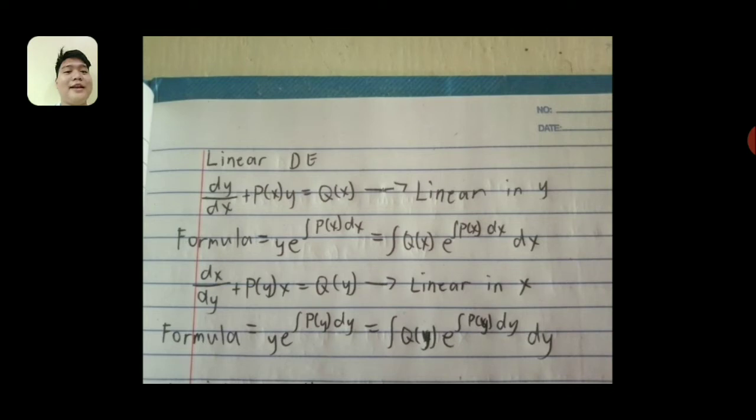In linear in x, the standard form is dx over dy plus p of y times x equals q of y. The formula of linear in x is x times e raised to the integral of p of y dy equals the integral of q of y times e raised to the integral of p of y dy. So that's the standard form and the formula of linear in y and linear in x.